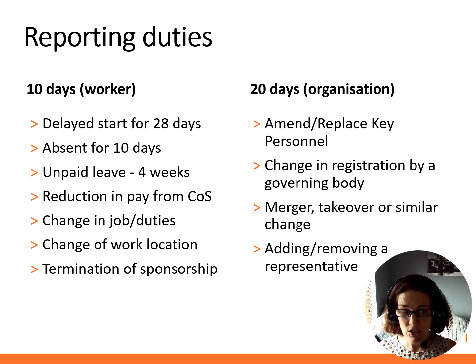Now, looking at the organisation changes, if a sponsor makes any significant changes to the organisation, these must normally be reported within 20 days of becoming aware of the change. So you must tell the Home Office or report the changes via the sponsorship management system. If you don't have a level 1 user with access to the system, the change must be completed on a manual change of circumstance. So things like a change in registration of a governing body, if there's a merger, takeover or similar, or adding or removing a representative.